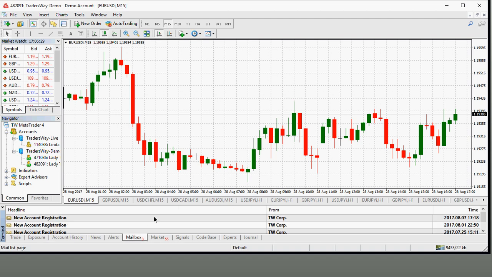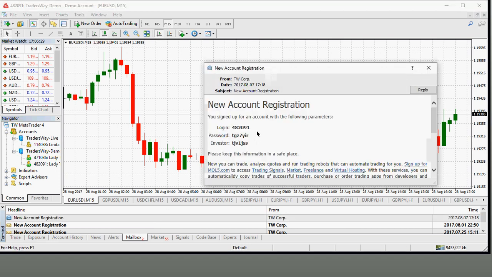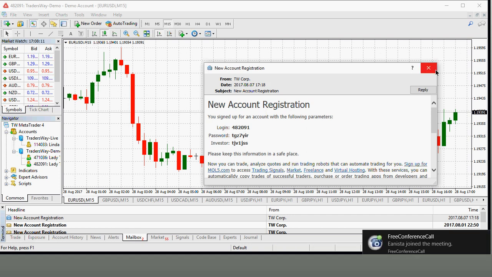Your mailbox will come in handy if you are adding your MetaTrader 4 to your phone or to a different computer to monitor. Then you will use your new account registration. That is where your login, your password, and your investor password are. So you'll be able to use that in order to add these to another account if you choose so.